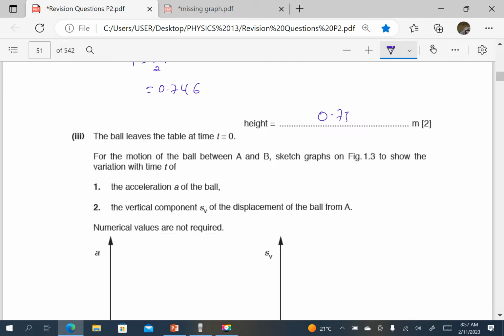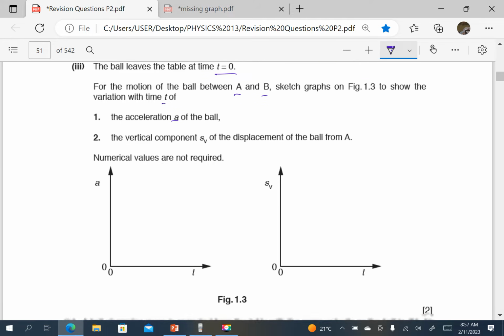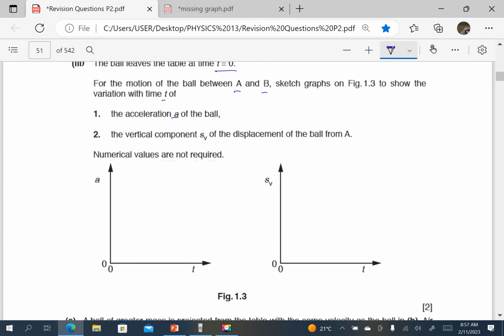The ball leaves the table at time t equals 0. For the motion of the ball between A and B, sketch graphs on the figure to show the variation with the time t of the acceleration a of the ball. We have seen first of all that the acceleration is constant if air resistance is negligible. So the graph will just be a horizontal line to show constant acceleration with the time.